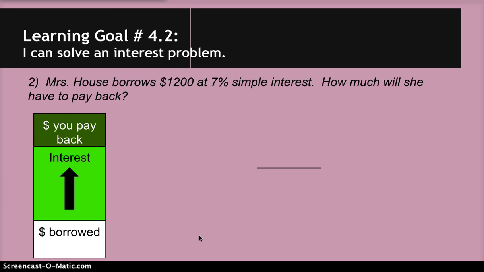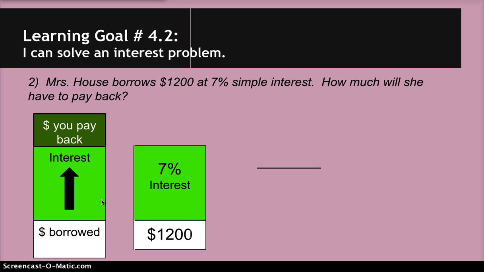Let's try another problem. It says Mrs. House borrows $1,200 at 7% simple interest. How much will she have to pay back? Again, here's our drawing, a little bit modified from our diagram. So Mrs. House borrows $1,200. There's a 7% interest. So we have to figure out what that is.